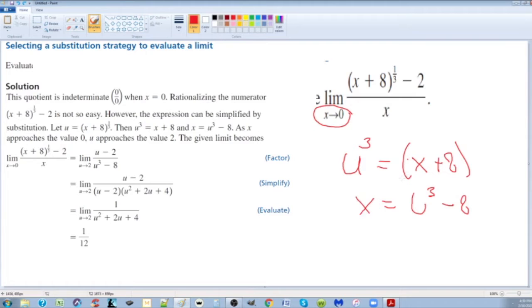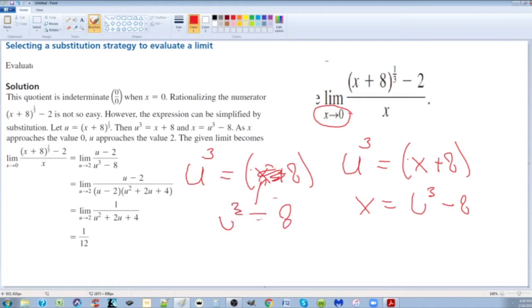So as x approaches 0, maybe I should put it in this top one. I'm just going to make a copy of this. When x approaches 0, which is what we're looking for, this becomes 8. u cubed equals 8. What is u when u cubed is 8? u must be 2. If it wasn't solvable, u would be the cube root of whatever's in there. But u in this case is 2, because 2 times 2 times 2 is 8. That means when x is approaching 0 for this thing, u is approaching 2.